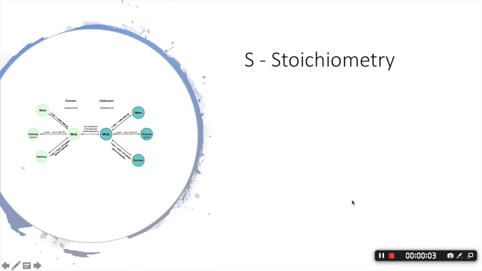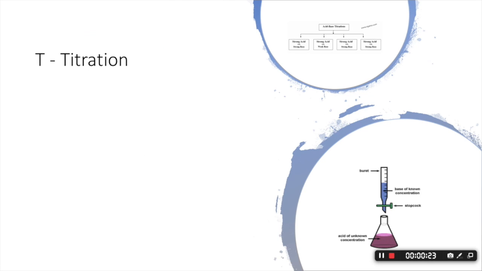S is for stoichiometry. Stoichiometry is a quantitative relation between reactants and products in a chemical reaction. The stoichiometry tends to be determined by the coefficients in the equation. The ratio between the moles in the reaction tends to be whole integers. Stoichiometry compares reactants and products by converting grams to moles, moles to moles, and moles to grams.